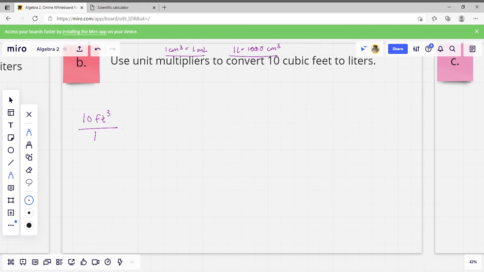We're at feet cubed, so first we need to get from feet to centimeters, so we got to go from feet to inches. And there are 12 inches in 1 foot, but we have to do that 3 times. Okay, so that's going to get us to cubic inches, and now we got to get to centimeters. There are 2.54 centimeters in 1 inch. We got to do that 3 times.